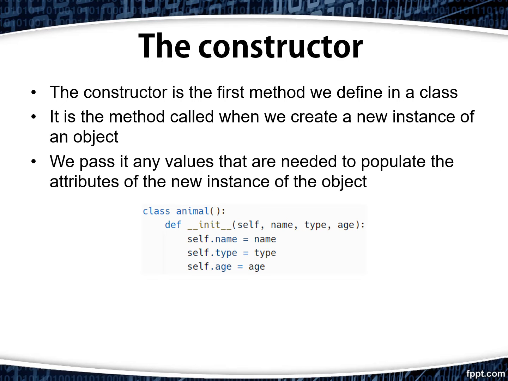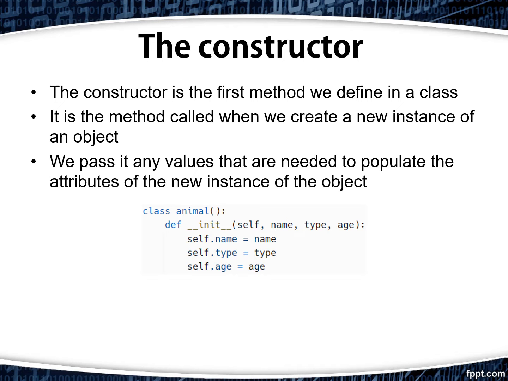Below, you can see a definition for a class animal. We start in Python with the keyword class and the name of our class. Inside the brackets would go any parent class that it might have. We'll be talking more about that in a further course.